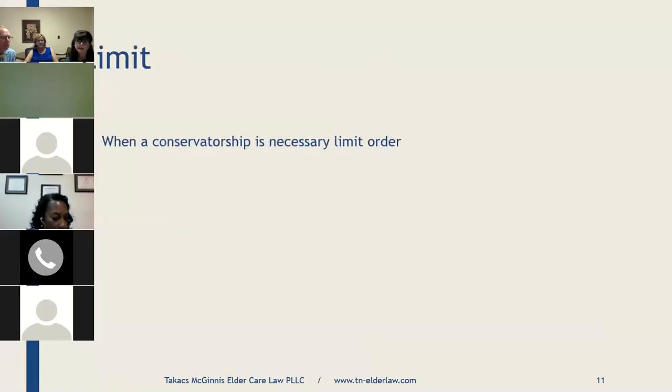And then finally, when all else fails and you've done all the analysis and determined that a conservatorship is needed, the most important thing then is to plan to limit the order. You must focus on limiting the rights that are taken away from the person as much as possible, and only take away what is absolutely necessary to protect.